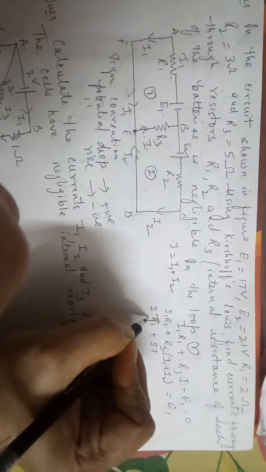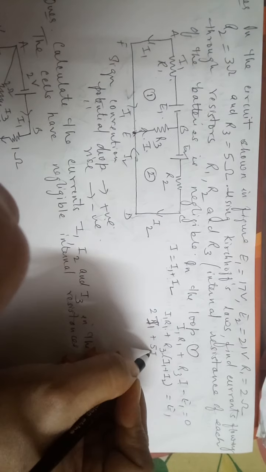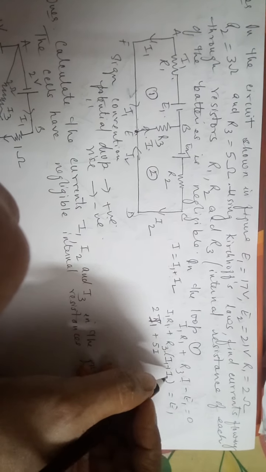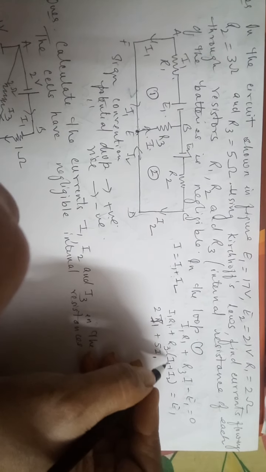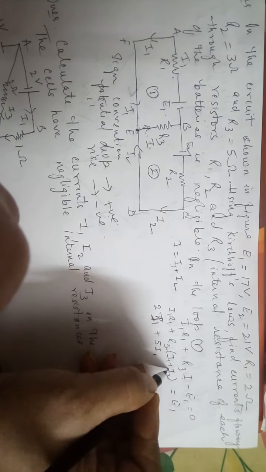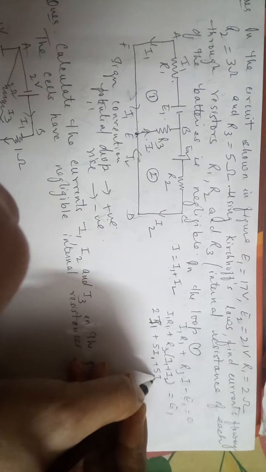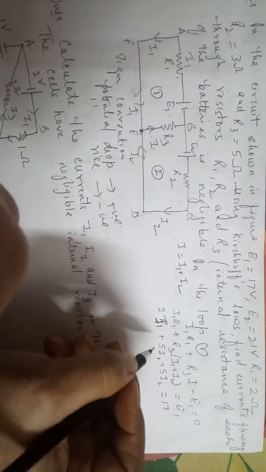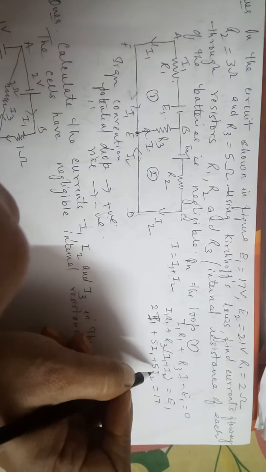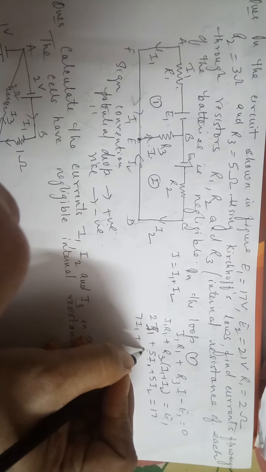I1, 5 I1 plus 5 I2 is equals to E1, which is given as 17. So we get this condition here. This is 7 I1, so we can write 7 I1 plus 5 I2 is equals to 17. This is equation number 1.